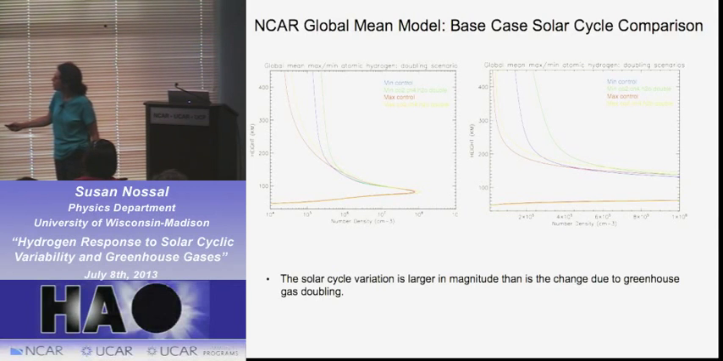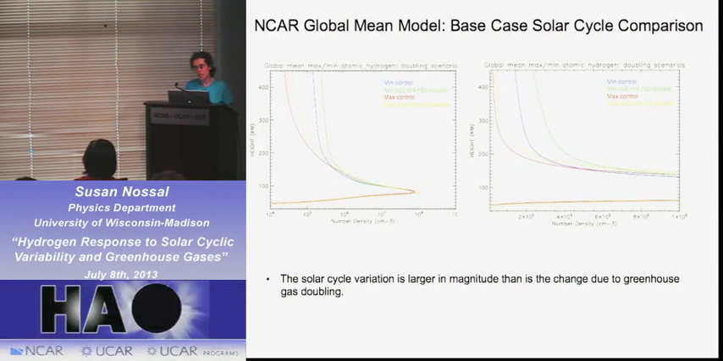And this is on this upper thermosphere plot blown up a little bit more so that we can see it a little bit better. But the change with the doubling is less than the change at thermospheric altitudes with the solar cycle. And I just wanted to emphasize here, these are really sensitivity studies to better understand mechanisms. They're not historical concentrations of greenhouse gases.